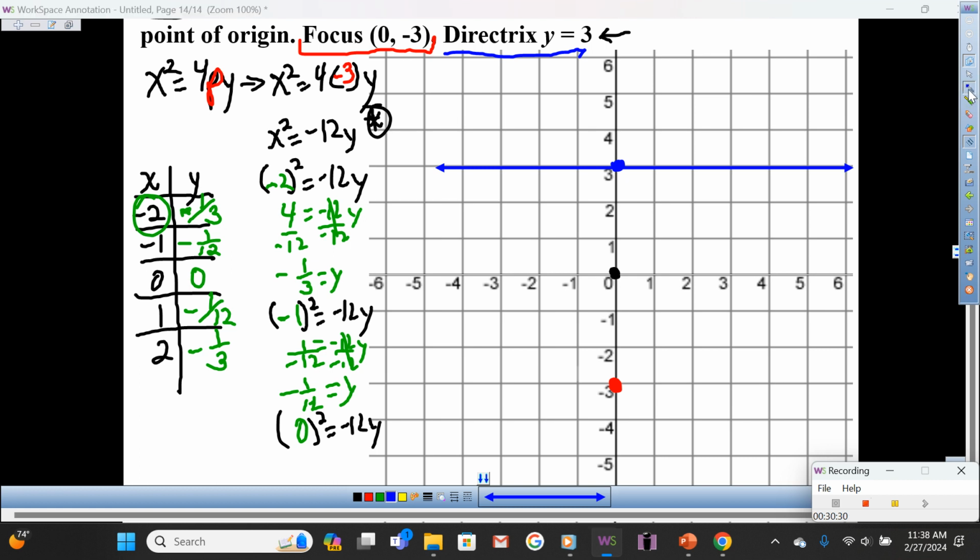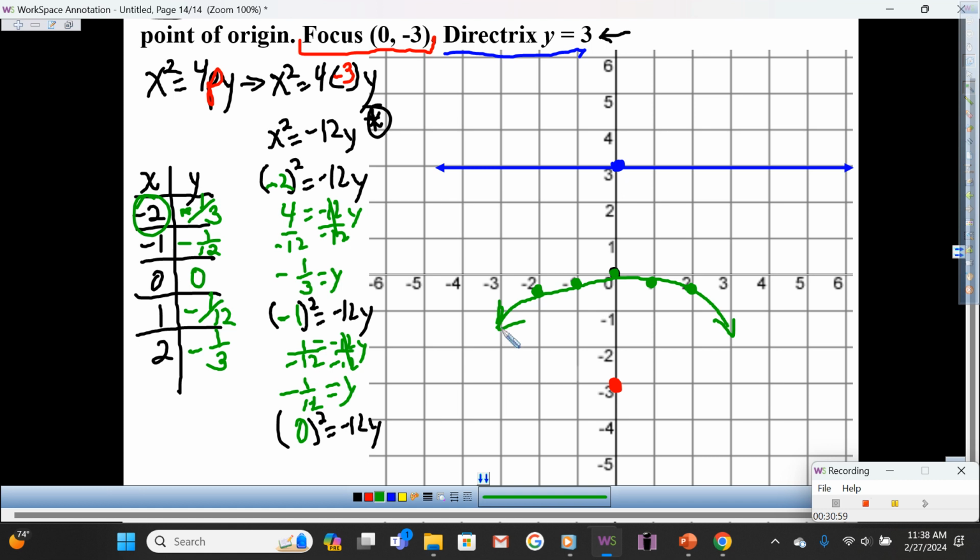And then all the points. So -2, -1/3 is right here. Next one, -1, -1/12, very close to the axes. 0, 0, 1, -1/12, and 2, -1/3. From 1 to 5, I'll come right up to there. 4s, 5s, okay.